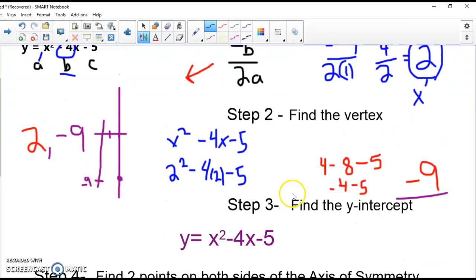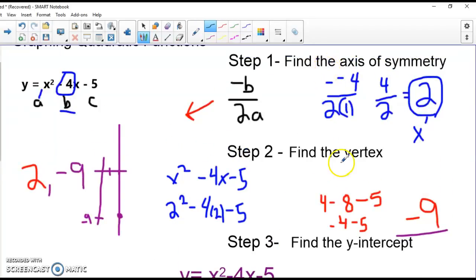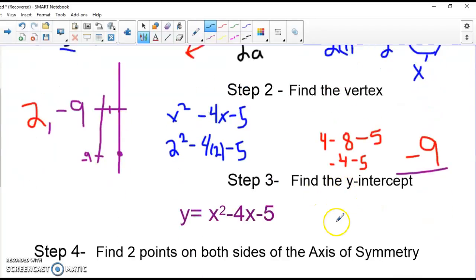For step 3, we've gone ahead, we found our axis of symmetry, we found our vertex. Now we've got to find our y-intercept. The y-intercept is very easy. We make the x equal 0. Again, this is where the parabola we're going to draw crosses the y-line. This is our y-line. So imagine this is our parabola. We drew our parabola. Where does it cross this line? Right here.